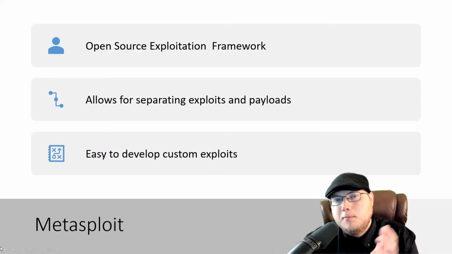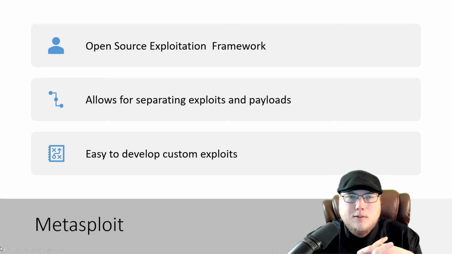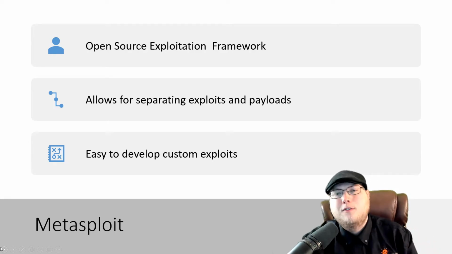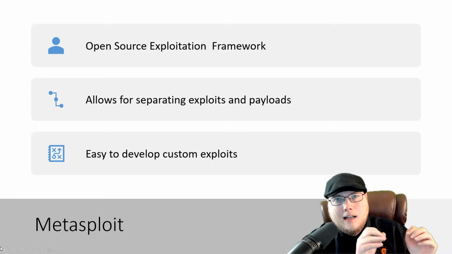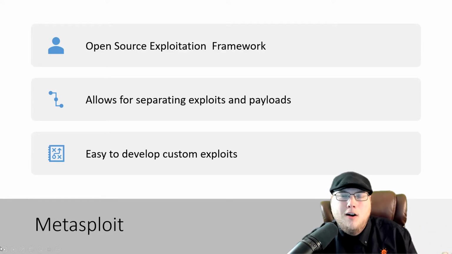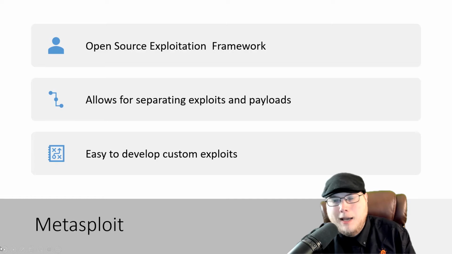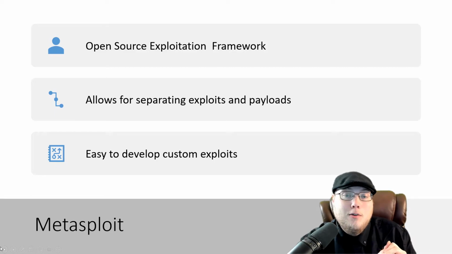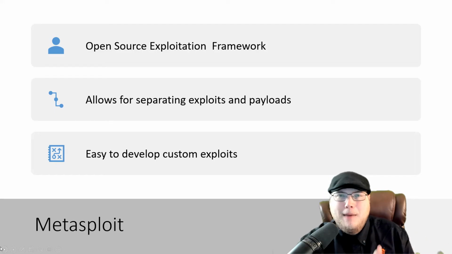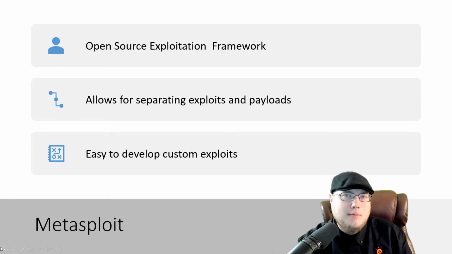So Metasploit was developed as an open source exploitation framework. It allows for separating exploits and payloads. So now you can have an exploit that takes advantage of the specific flaw, and then you can have all kinds of different payloads. If you want a payload after exploiting a device that's going to install a new user account, if it's going to dump passwords, if it's going to install ransomware, it can do any of those things, and you can mix and match them however you want. So it made it much easier to develop custom exploits.